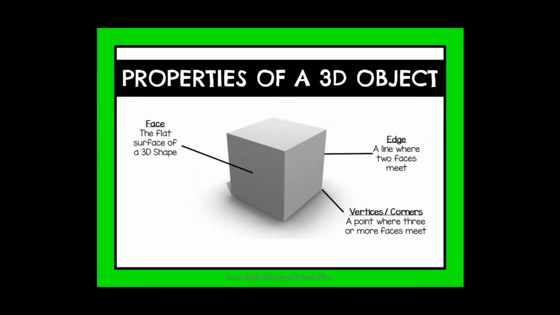Now, the properties of a 3D object are very, very important. First, we have the face. The face is the flat surface of a 3D shape. This is the flat part of the shape. Then we have the edge, a line where two faces meet, or two surfaces meet. And finally, we have the vertices, or the corners. This is a point where three or more faces meet.